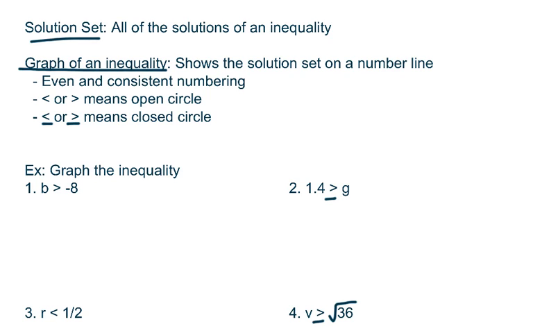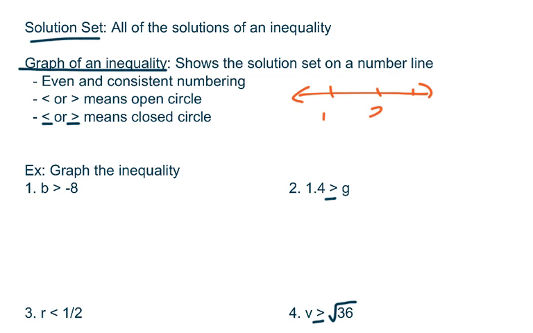We can show that visually by graphing it. The graph of an inequality shows the solution set on a number line. These notes below this vocabulary term are notes on when you make your number line. When you make your number line, I want to see even and consistent numbering. I don't want to see something like 2, 4, 7, or negative 2, 4, 17. I want the spacing to be the same. I don't care if you count by 2s or 4s or 1s or halves, it doesn't matter, as long as you're consistent.